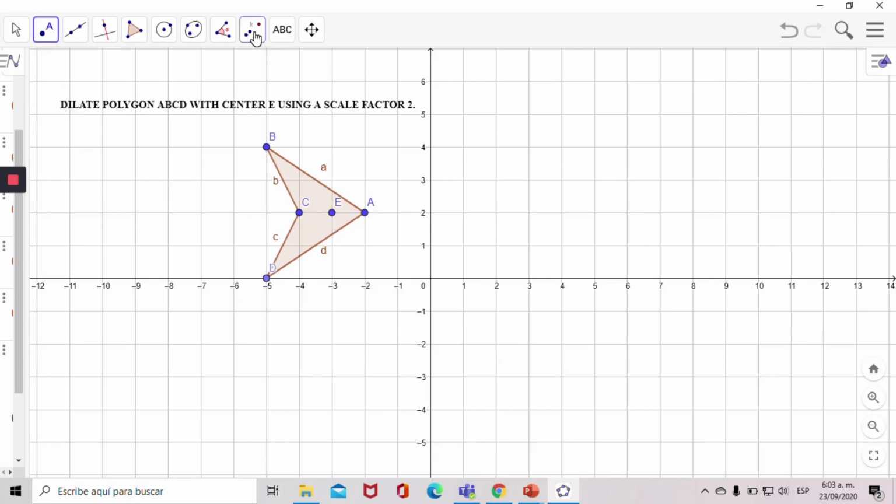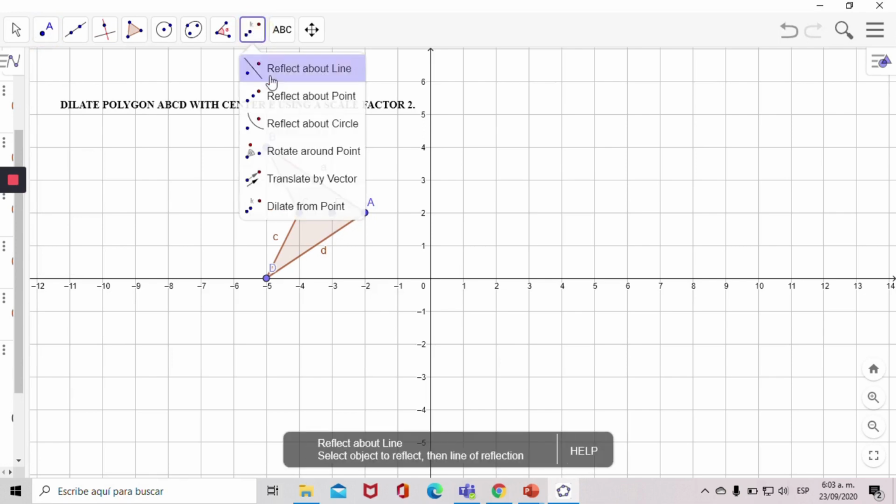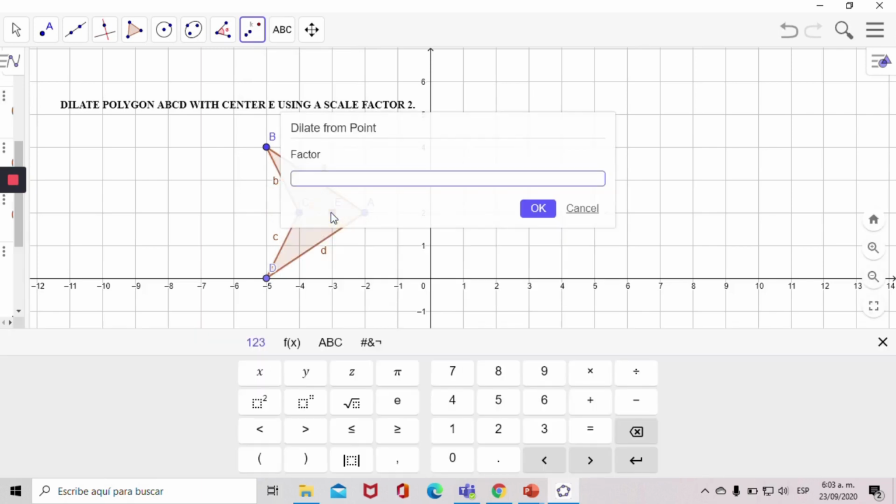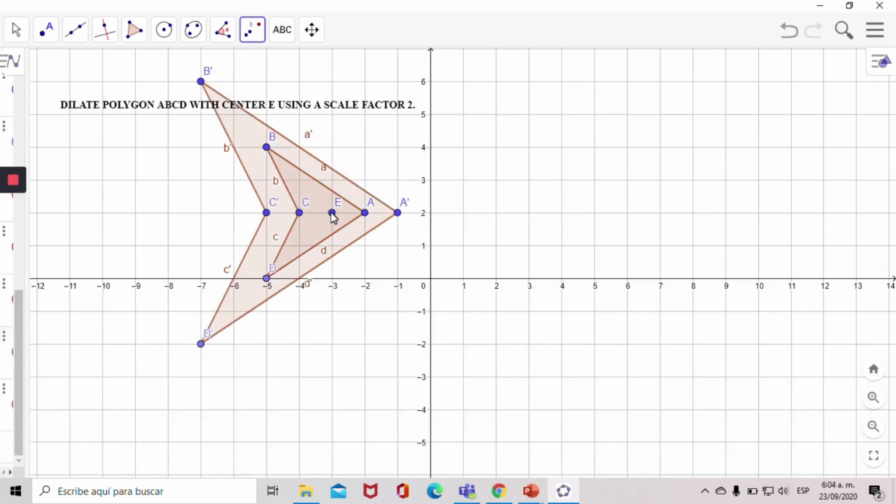And now we're going to dilate from a point. So, dilate this polygon from this point. When I click on it, it asks me for the scale factor, which is 2. And so we can tell that now it is enlarged, right? As it's larger, now we have A prime, B prime, etc.